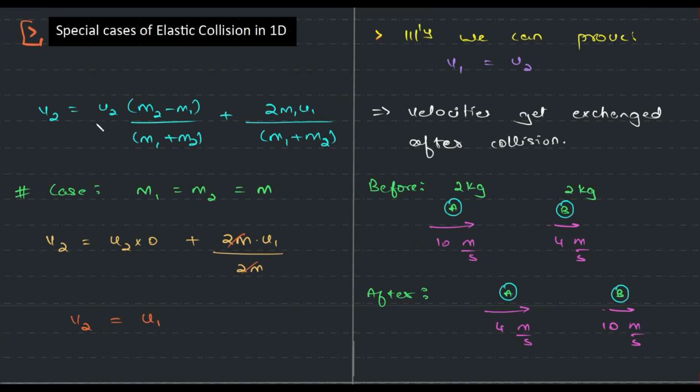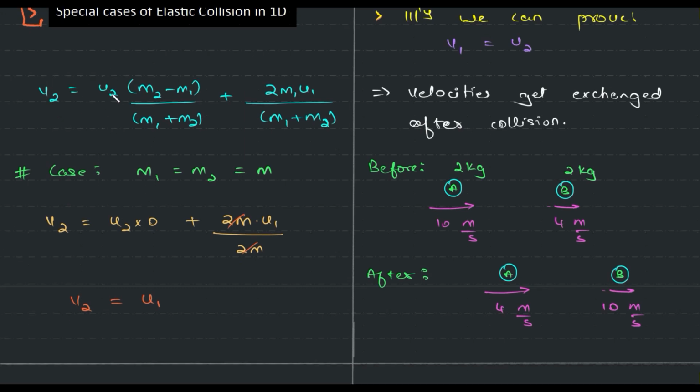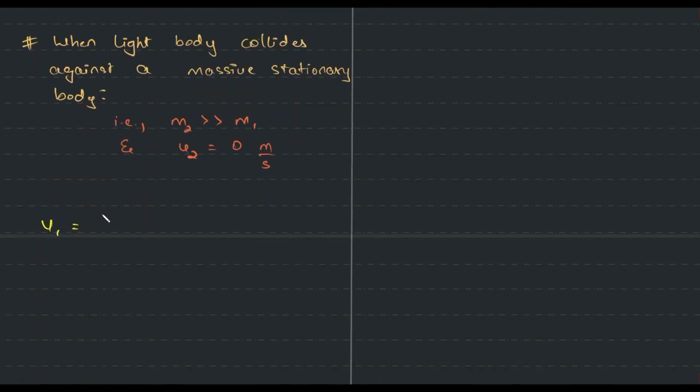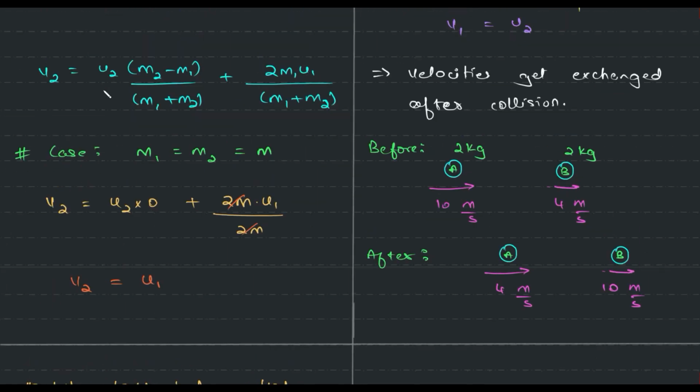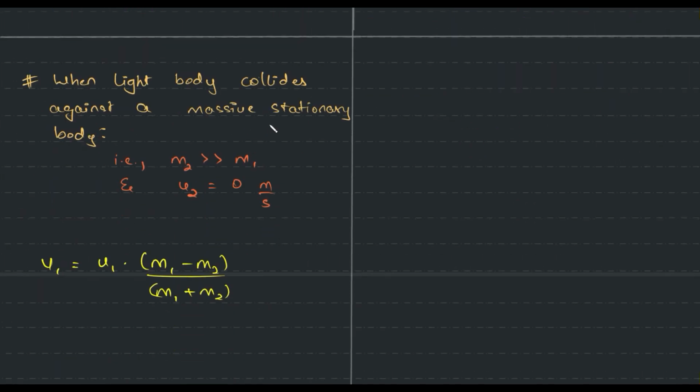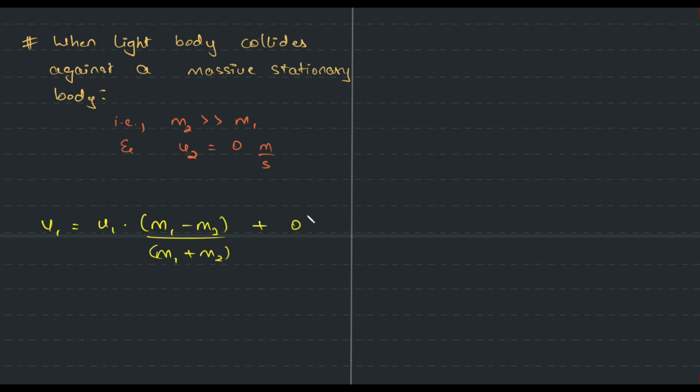So from v1, if I substitute, you have v1 is equal to u1 times m1 minus m2 divided by m1 plus m2. Yep, we need to memorize this formula. And you have u2, right? That is the other expression. Again, remember, this is for v1, so we're looking at the expression for v1, not v2. So here u2 is 0, so I need not write the second term. This is 0 basically.